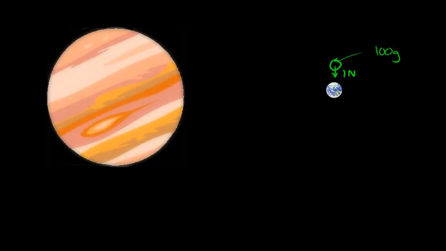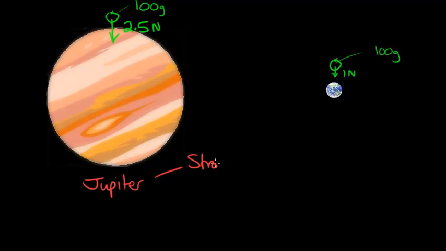But if we brought it all the way over to Jupiter, which has a lot more mass than the Earth, then our apple would still have a mass of 100 grams, but it would have a weight of nearly 2.5 newtons. 2.5 times the force pulling it down, and that's because Jupiter has a lot more mass. It has a higher gravity. In fact, we say that Jupiter has a stronger gravitational field strength.